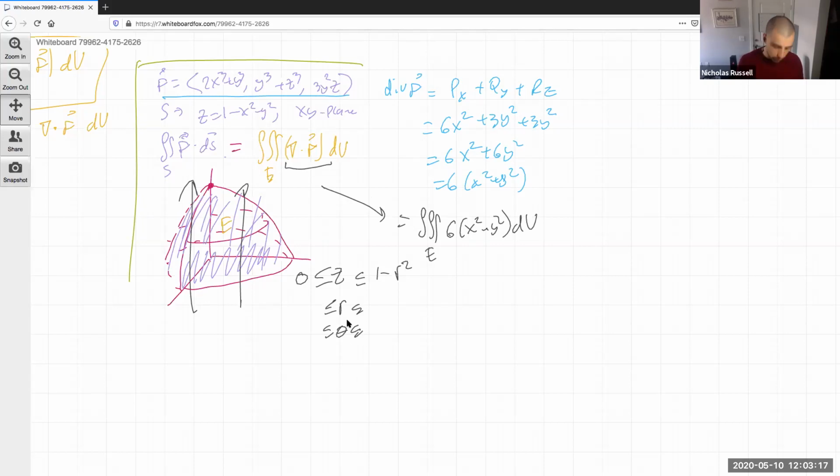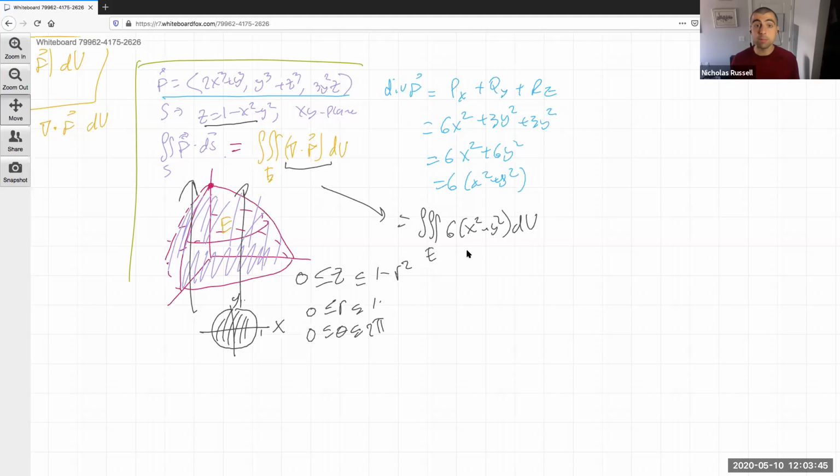And now what we do to find r and theta is we project onto the xy plane, and we get this circle of radius 1. And how do we know that we get a circle of radius 1? Because we look up here, when z is equal to 0, this becomes 0 is equal to 1 minus x squared minus y squared. And so I move this over, I get x squared plus y squared equal to 1. And so this is a full circle here. So I just get r from 0 to 1, and theta from 0 to 2 pi.